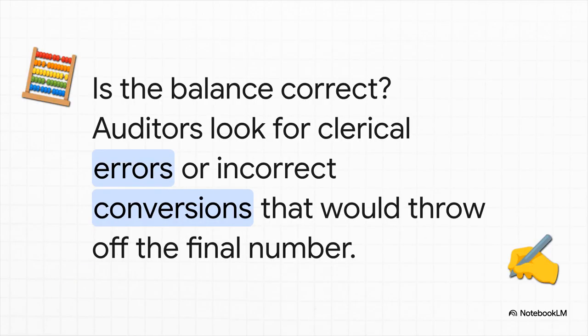Next, we have A for accuracy. This one's pretty straightforward. Is the balance correct? Down to the penny? Here, auditors are looking for simple human errors, maybe a mistake in converting foreign currency, or just any slip-up in recording checks or deposits that would make the final number wrong.